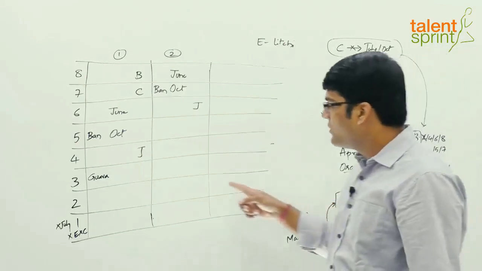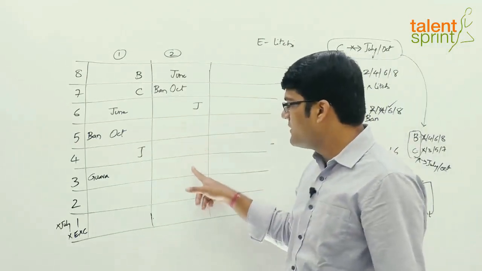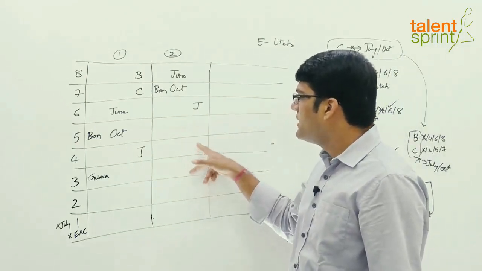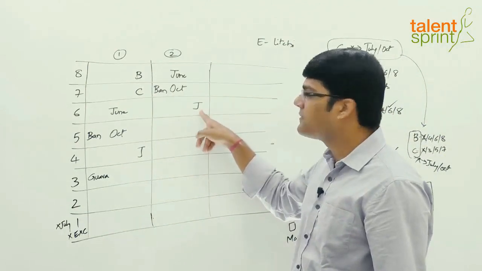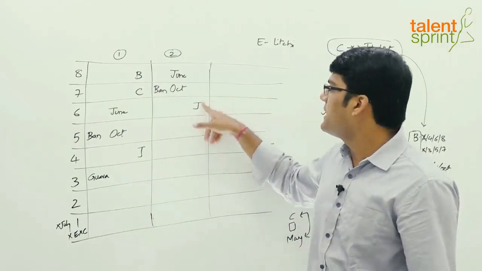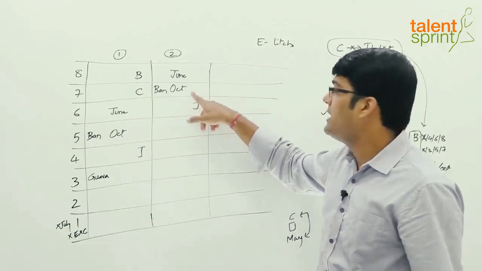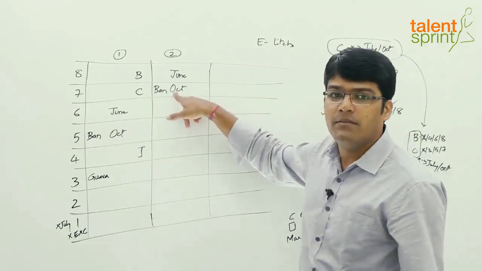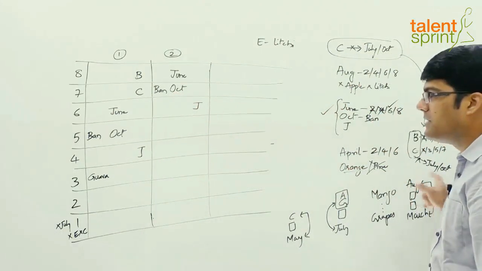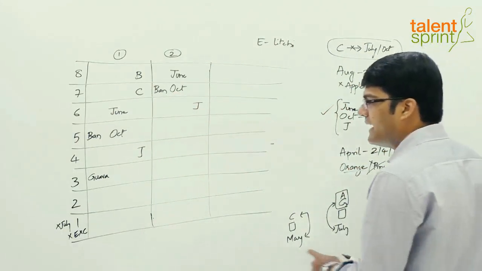B can come on 4th floor. C would come on 3rd floor. Possible. Can B come on 6th floor? No, because 6th floor is already occupied by J. Can B come on 8th floor? No, because if B comes on 8th floor, C would come on 7th floor. But 7th floor is blocked for October. And we know that C does not go for October. So I think here also we have got only one case, right?